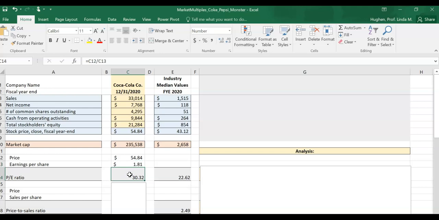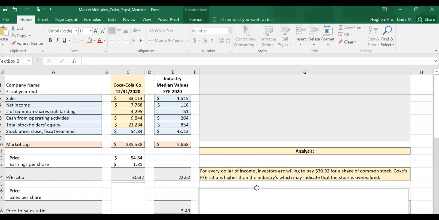Now, numbers alone don't give us any meaning, so we have to compare it to something else. Don't put a whole lot of stock into my industry median values. This is just on my data set. I don't know how indicative what I ran with all these profitable companies is of the entire market, but it just gives us something to compare to.